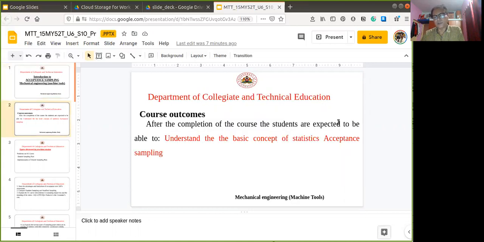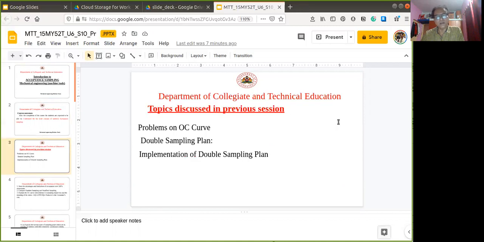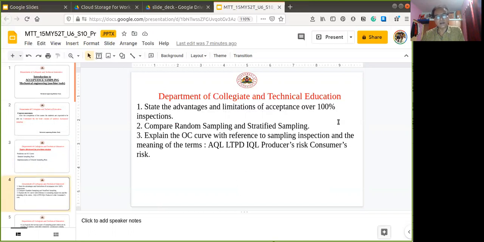After completion of this, we are going to study and understand the concepts of acceptance sampling. In the last class, we discussed the tables on the OC curves and the double sampling plan that we studied. Now the questions will come. You have to write these. These are the questions, the activity for you. So search for the answers to these questions.